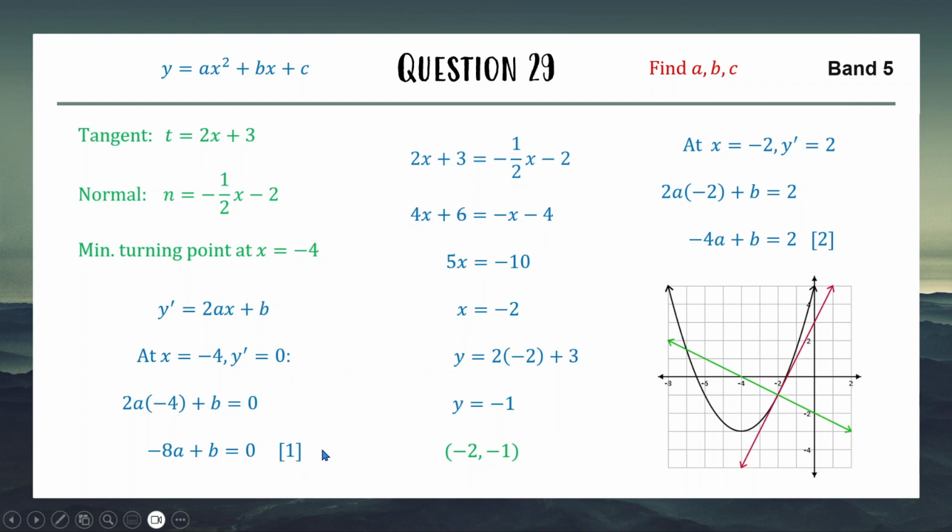Okay, so looking at equation 1 and equation 2, I'm seeing that they both have a b in common. So if we subtract these two equations, we're going to eliminate that variable and we can solve for a.